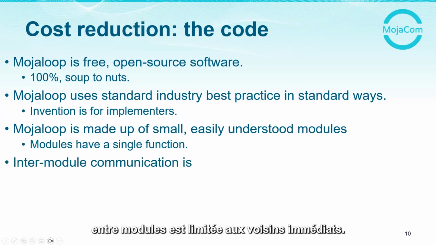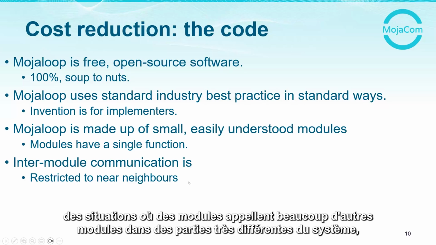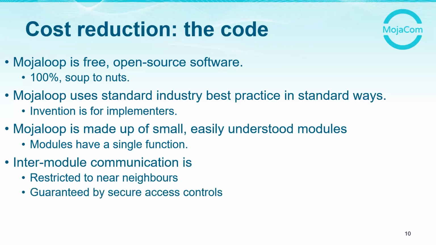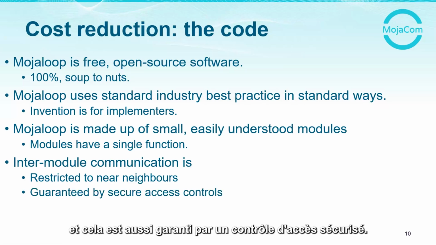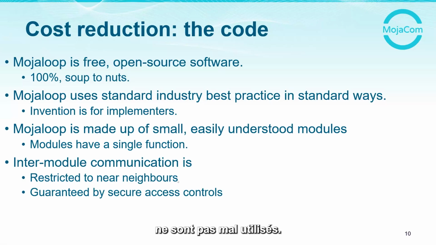And inter-module communication is restricted to near neighbors, so we try to avoid, where we can, situations where modules are calling out to lots of other modules in quite different parts of the system. And also they're guaranteed by secure access control. So that's a way of making sure that the modules are not misused.